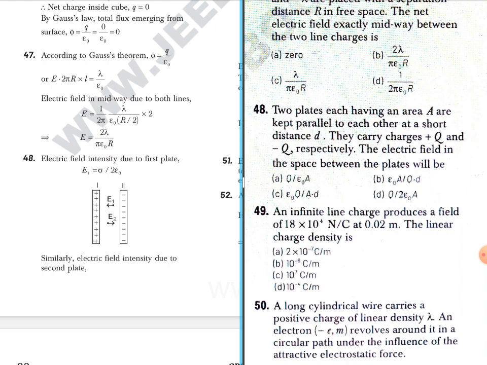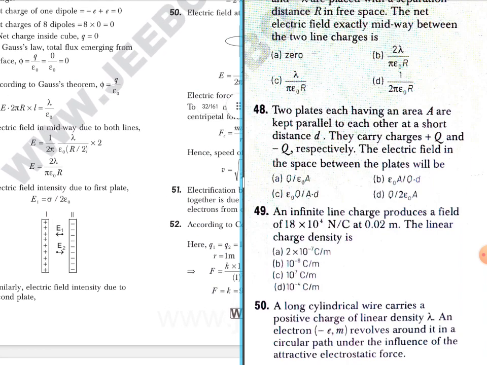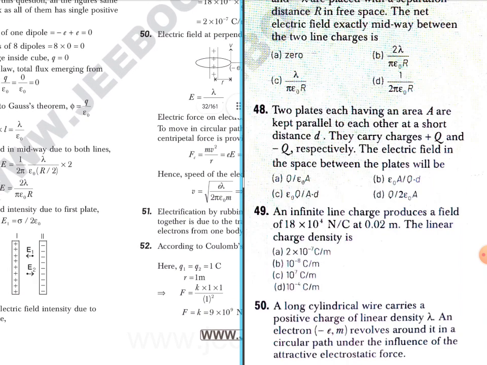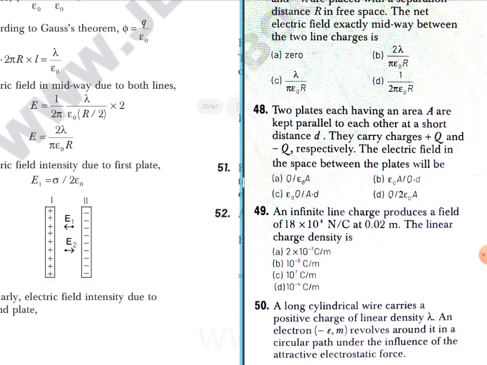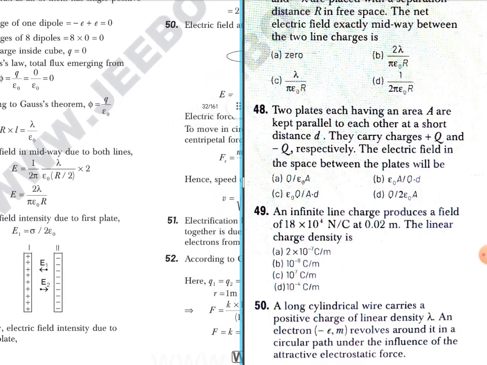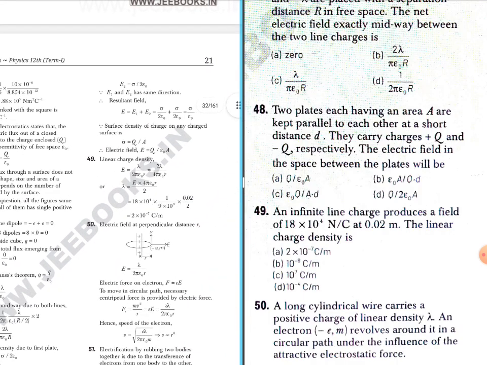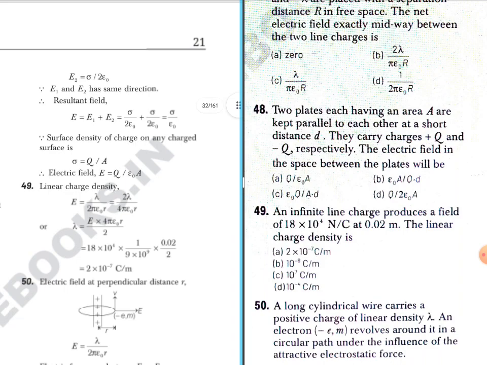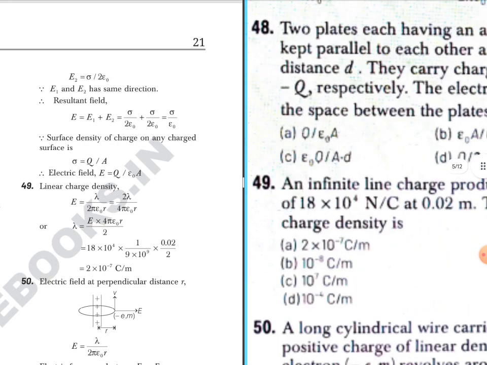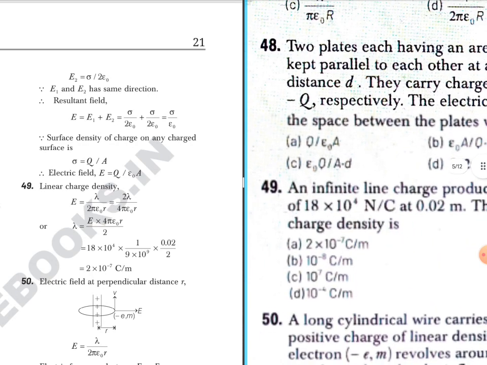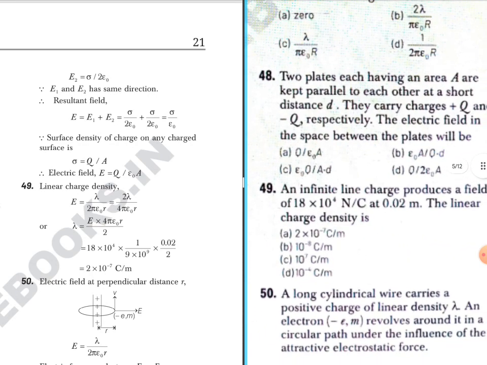The electric field in the space between them, because nowhere between a positive and a negative charge can the electric field be 0. So they only get added up. It will be sigma by epsilon naught. I'm saying q by epsilon naught. It should be sigma by epsilon naught, or q by A into epsilon naught. So if you substitute sigma as q by A, we'll get option A as the answer. So sigma by epsilon naught, guys.